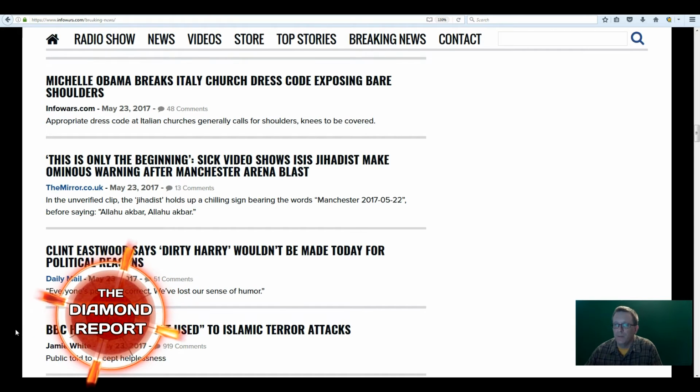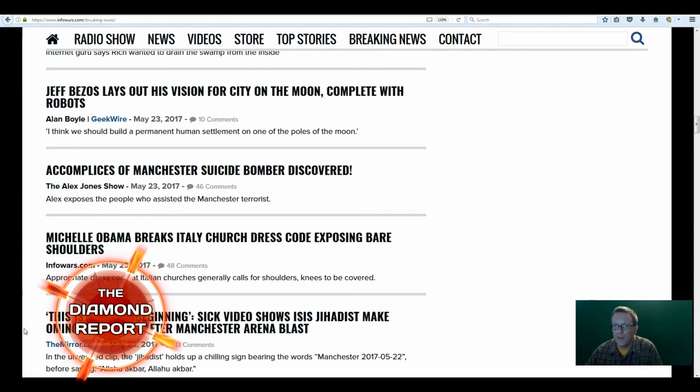Michelle Obama breaks Italy church dress code exposing bare shoulders. Appropriate dress code at Italian churches generally calls for shoulders, knees to be covered. I wonder why he didn't cover up his shoulders and his knees. Accomplices of Manchester suicide bomber discovered.